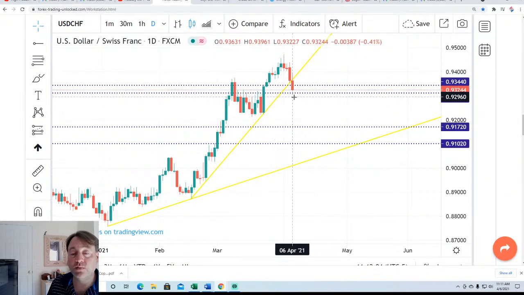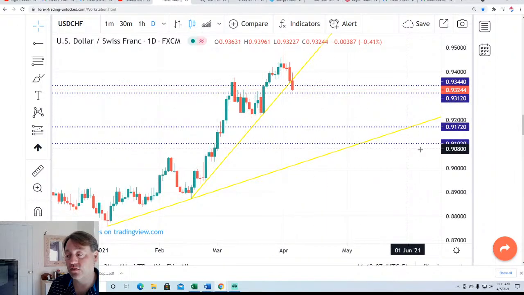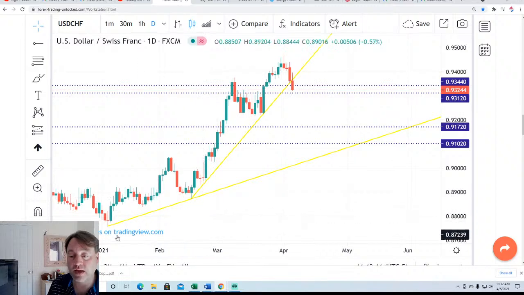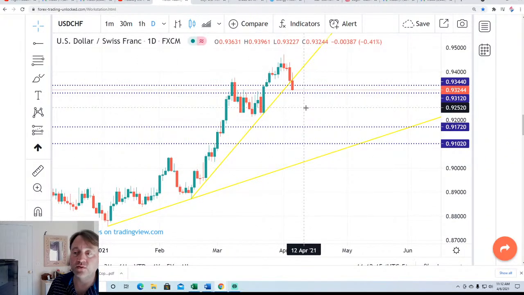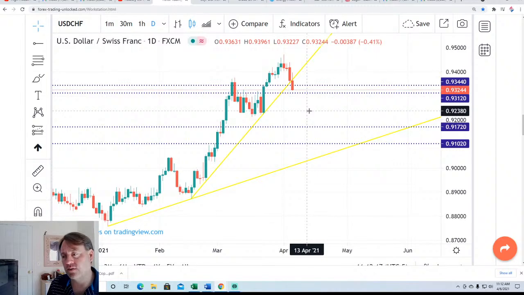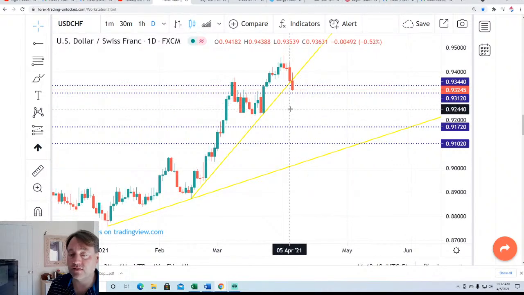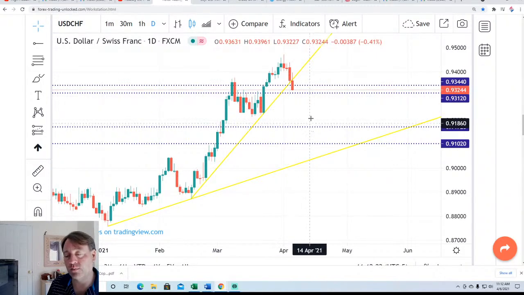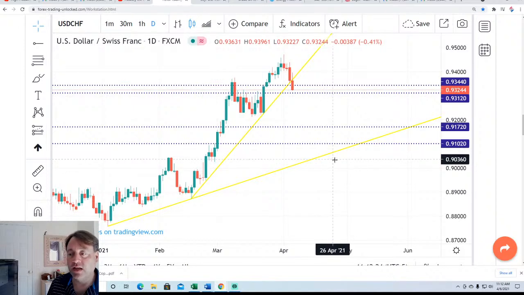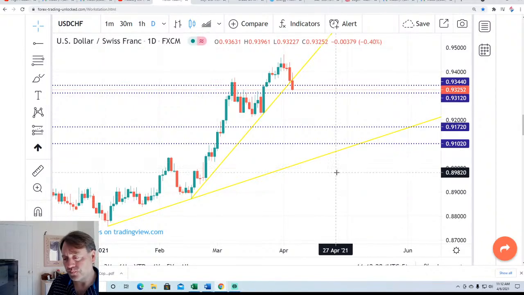Now, should we continue lower here, we definitely could get down to this 91.72 to 91.02 area. Remember, we have a very steep rally that's been going on. And there's lots of people who ask, why is the dollar so strong? Well, it's probably because of the EU with all of their lockdown implications, slowing of the economy, and basically another round of quantitative easing, which now the Swiss is helping to support.